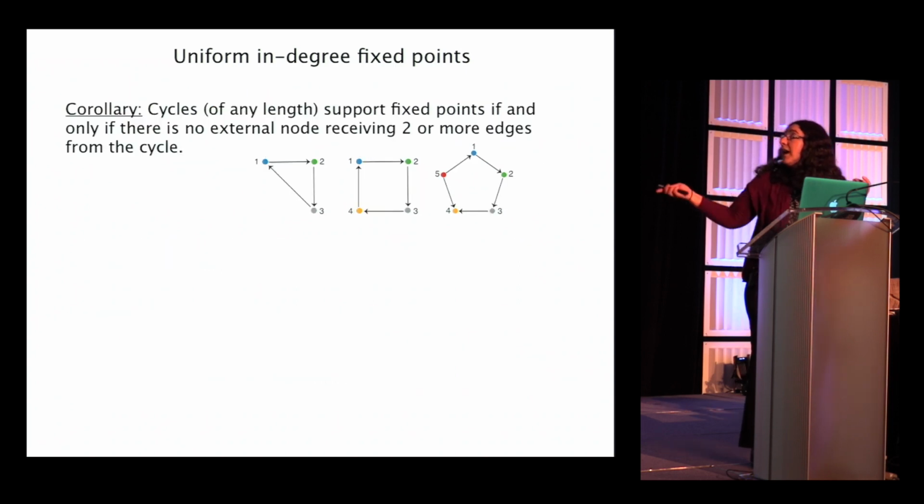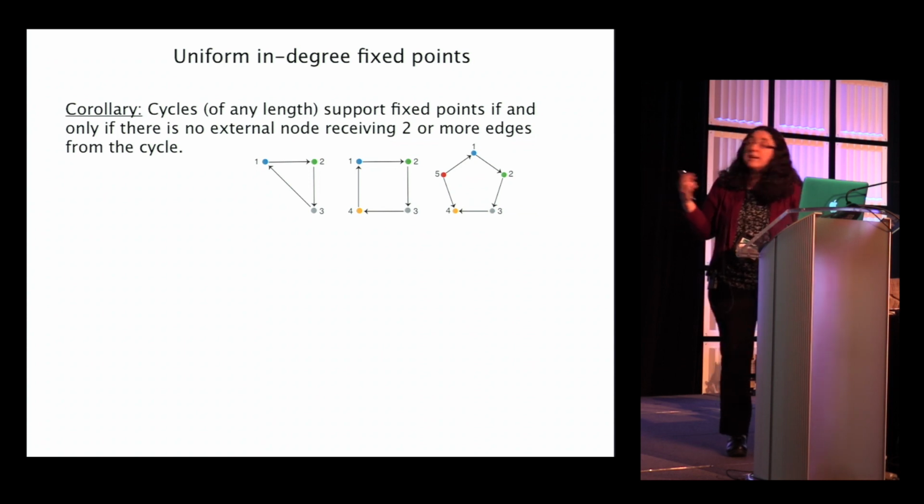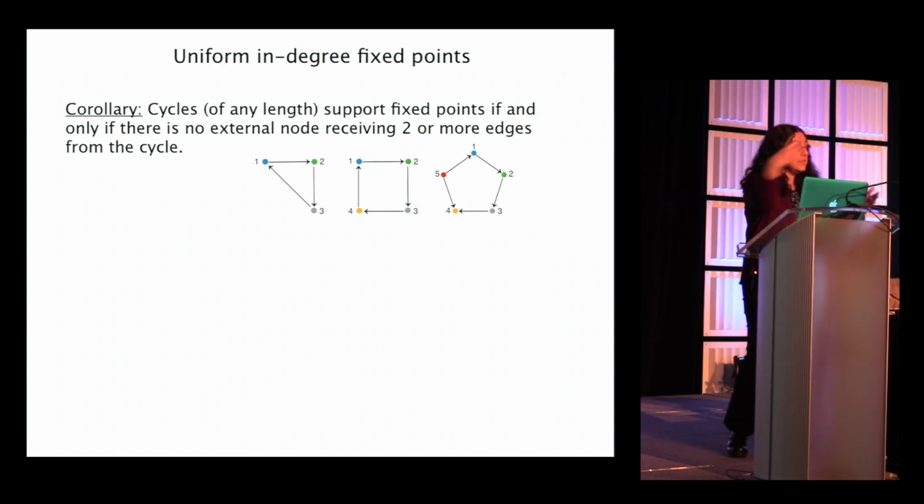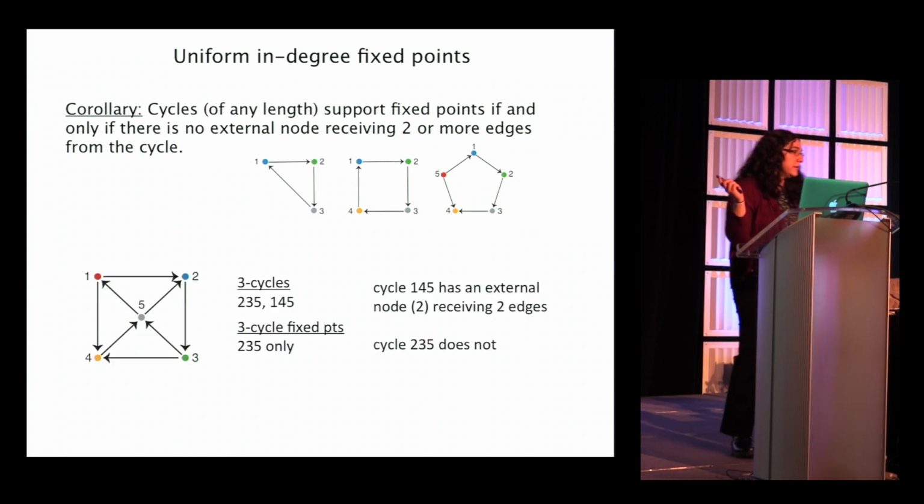As a corollary, if you have a simple cycle of any length, that's going to support a fixed point, and therefore you expect the attractor associated to that cycle to survive to the larger network if and only if there is no external node receiving 2 or more edges from the cycle. So in particular, this is one of the graphs from math puzzle number 1.